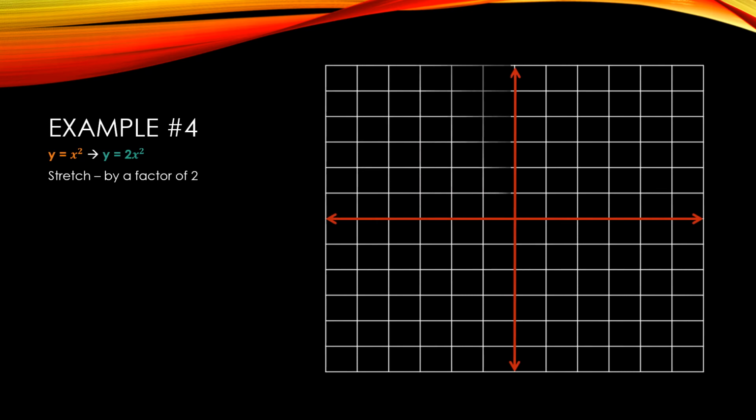So let's keep things moving here. Example number 4, we're going from our parent graph to y equals 2x squared. So what we need to remember here is that any coefficient that is greater than 1 will always indicate a stretch or a slim graph, okay? A slim U shape, as we previously said. So this is going to be a stretch by a factor of 2. That's the technical way of saying it, but I just like calling it a slim U. You're going to see what I mean. It's going to be a little bit skinnier than our parent graph because we're stretching it by a factor of 2.